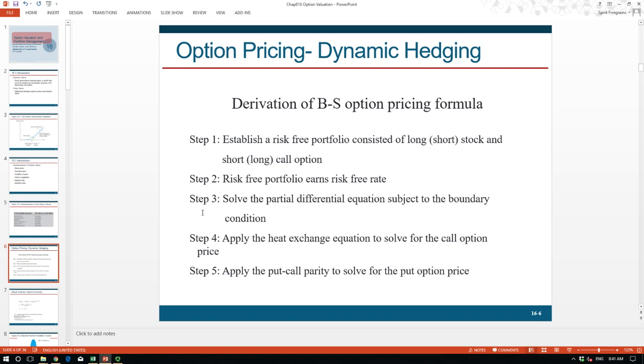Well, here I want to tell you a little story about the Black-Scholes option pricing formula. Dr. Black and Dr. Scholes are professors at the University of Chicago. Dr. Black is a mathematician, and Dr. Scholes is a finance professor, and they worked together to find this magic formula for option pricing.